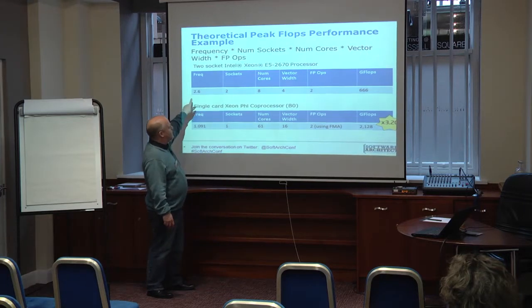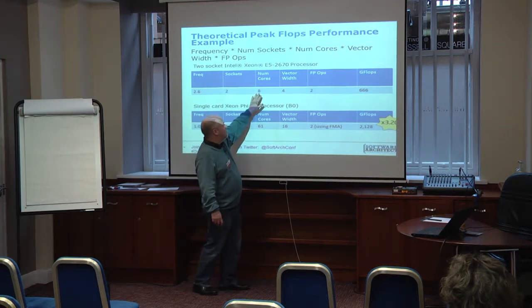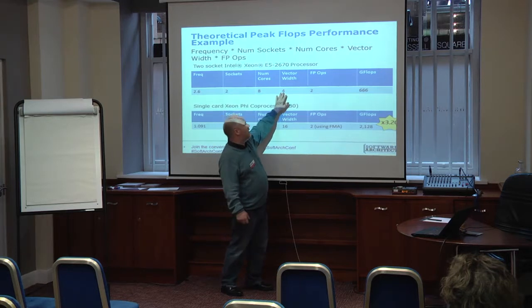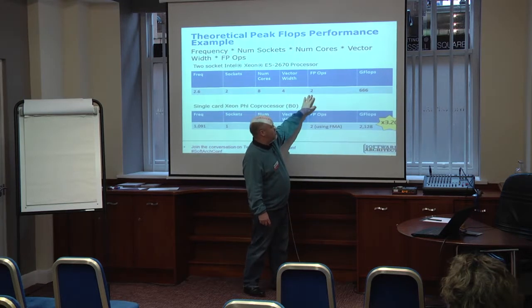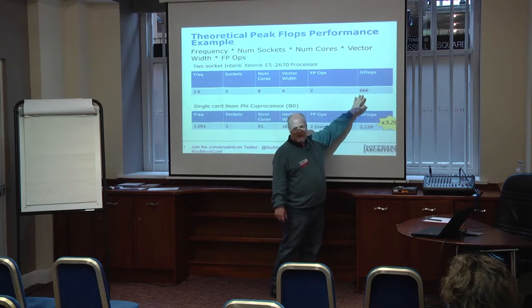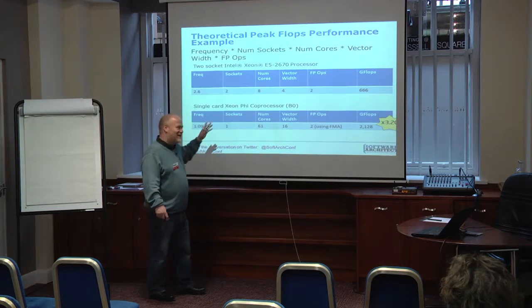On the top, if you take all the different values, the frequency, how many sockets it's got, the number of cores in each socket, how wide the SIMD registers are, and how many floating point operations you can do, multiplying those all together, you come up with 666, which I know is an ominous number. Maybe I should put that up or down.